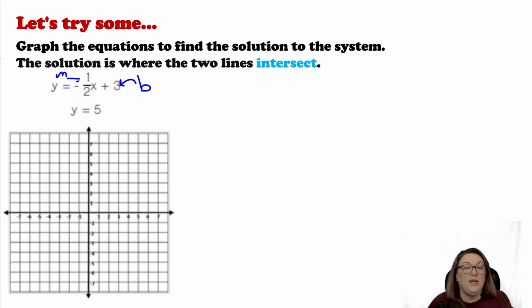Okay, so begin at the B and then move with the M. So the B is always on the y-axis. We know this is the y-axis, and then this is the x-axis. So that B is called the y-intercept point, and it is on this y-axis.